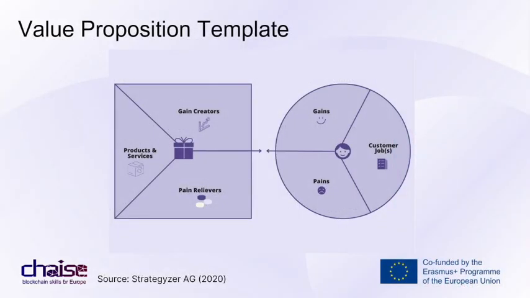First, edit the customer page. Enter the tasks that your customer wants to complete. Then add the gains and losses for the customer when they try to complete the tasks. Then work out your value proposition.